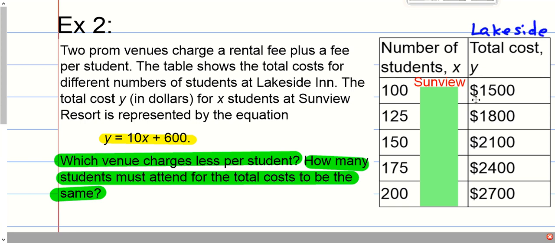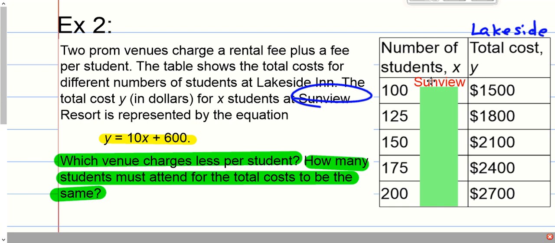So the table that they've given us is for Lakeside. And the equation that they've given us here is for Sunview. So let's go ahead and add Sunview into this table. If you put in your calculator the equation y equals 10x plus 600 into the graph and press Control T, you will get a table that shows the numbers. Or you can just type in 10 times 100 plus 600, 10 times 125 plus 600, and so forth for these 5 values.